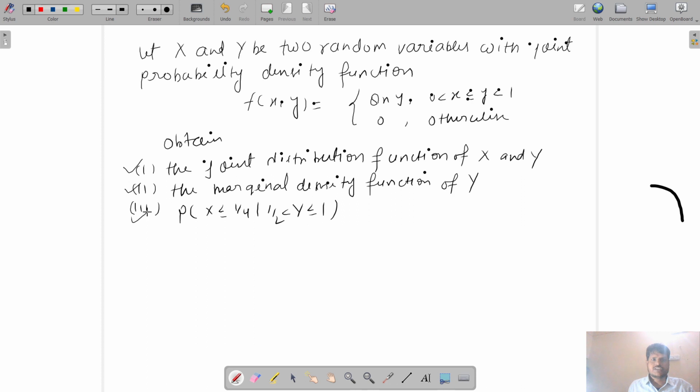And the third point is the probability of x less than or equal to 1/4 given y, this is the conditional probability. What we are given is y less than or equal to 1 and greater than 1/2, right? So we will solve this problem here.